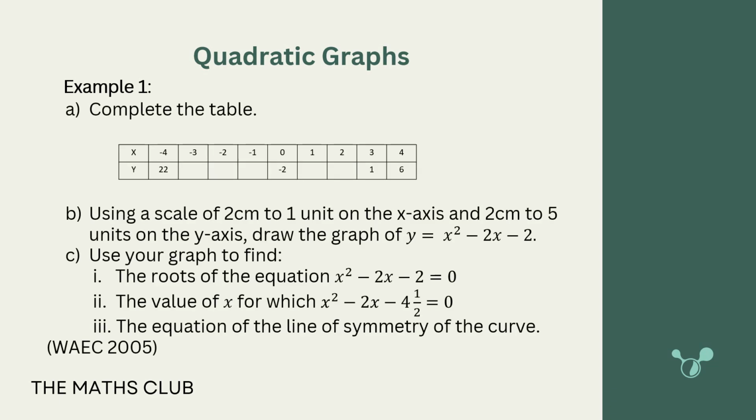Now let's get to the real crux. So we're told to complete the table, right? And then we're given a scale of 2 centimeter to 1 unit on the x-axis. Please note all these things I'm saying. And 2 centimeter to 5 units on the y-axis. You can write it down somewhere. Given that, we're told to draw the graph, and then using the graph, we'll find the roots of x squared minus 2x minus 2 is equal to 0, the value of x for which x squared minus 2x minus 4.5 is equal to 0, and the equation of the line of symmetry of the curve. This is taken from 2005. We're going to solve this together.